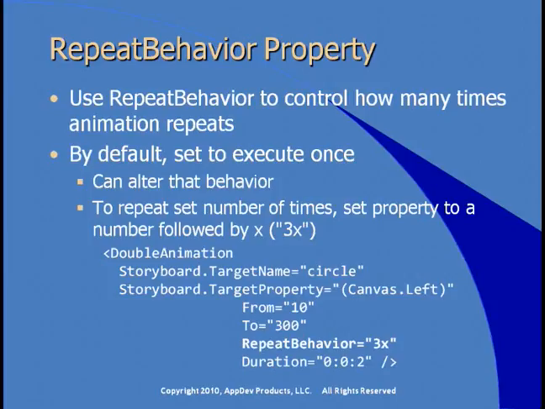Now, since we didn't set the auto reverse to true, this will just go from 10 to 300, from 10 to 300, from 10 to 300, and won't go back gracefully. You want to mix the auto reverse property in there to make it look a little smoother.